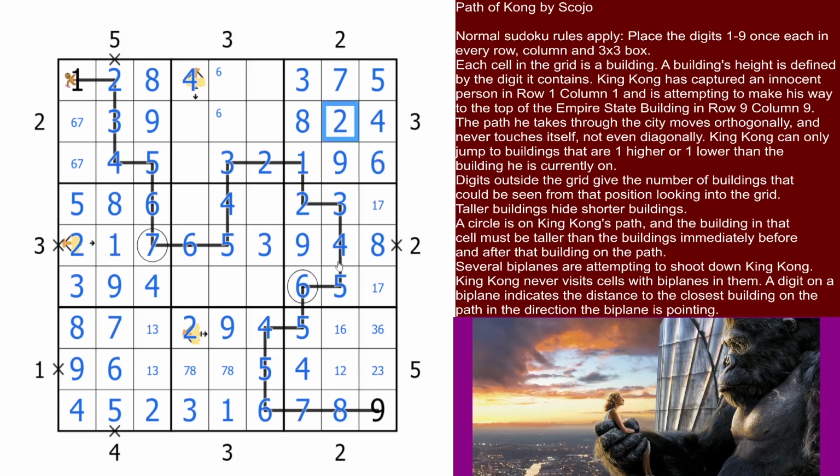That's 6. That's 2. That 2 gives 1. That gives 6 here. That 6 gives 3 here. That gives 2. That 6 must give 7 here. That gives 6 here. That 6 gives 6 here. Some pencil mark. I will trust those.